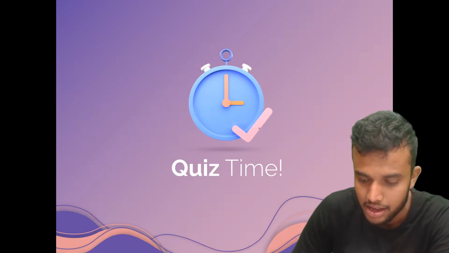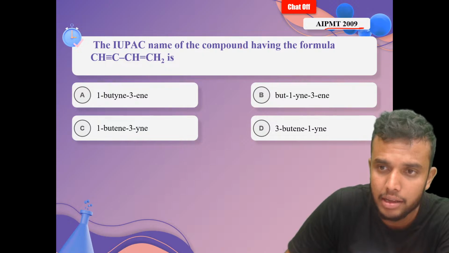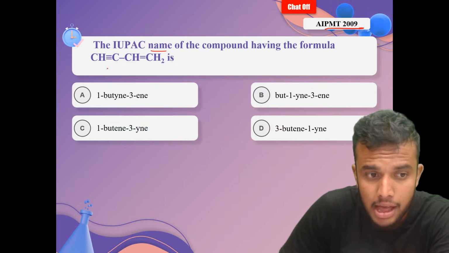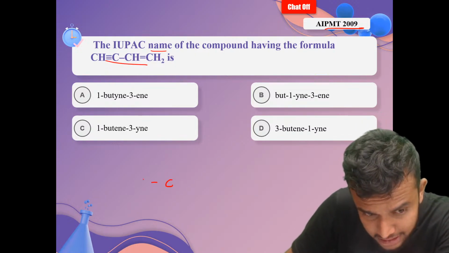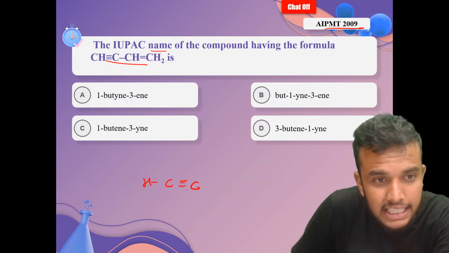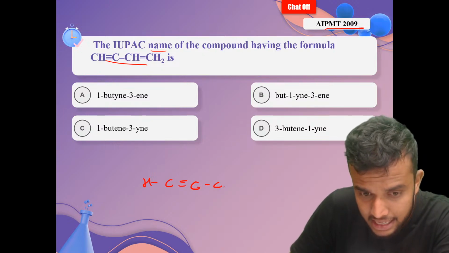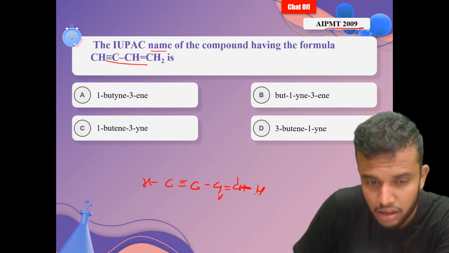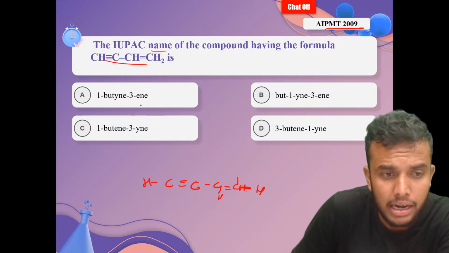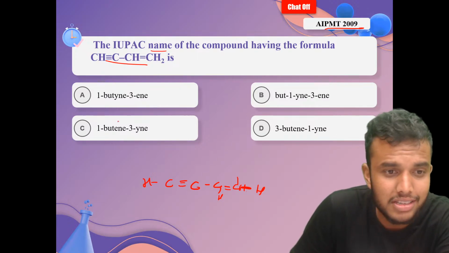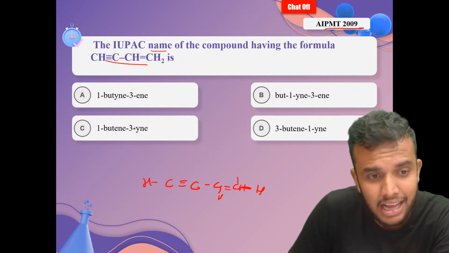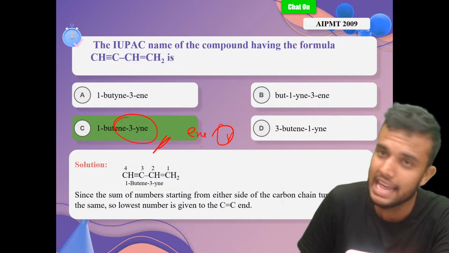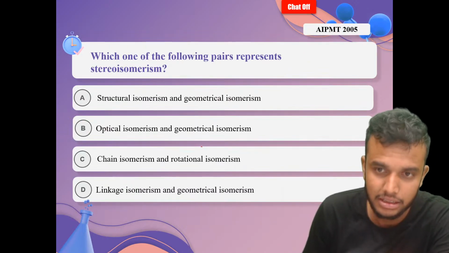When ethanoic acid reacts with ethanol, it gives a sweet smelling ester. Now quiz time. AIPMT 2009 question: the IUPAC name. Let's write the structure of this compound, students. CH triple bond C, then CH double bond CH2. This is the structure. Totally how many carbon atoms are there? 4 carbon atoms, nothing but butene only. Everywhere butene is there, and yne is last. Here the answer is option C. Compared to ene, en comes first and yne is last, right? That's why, alphabetical order.